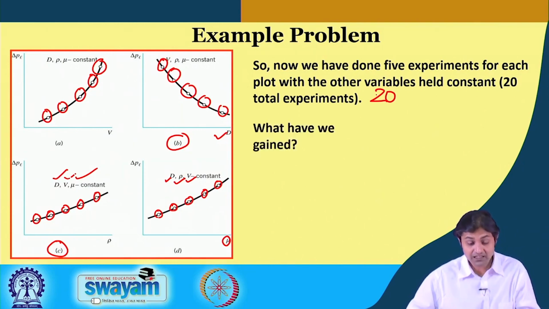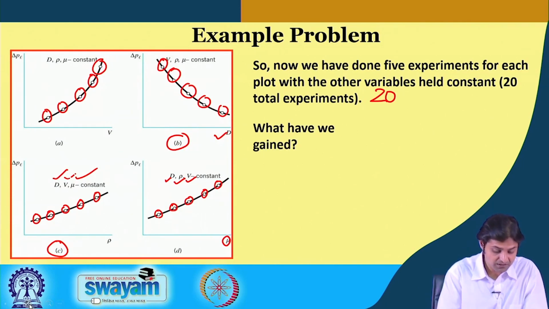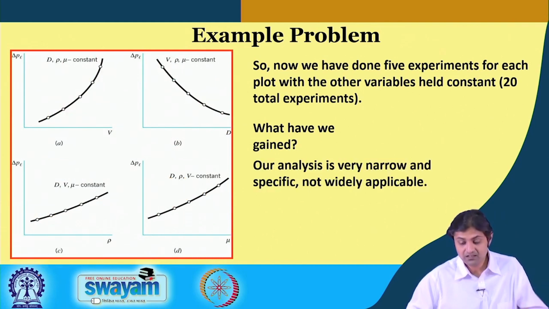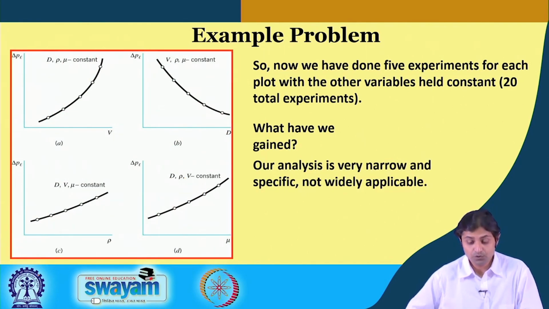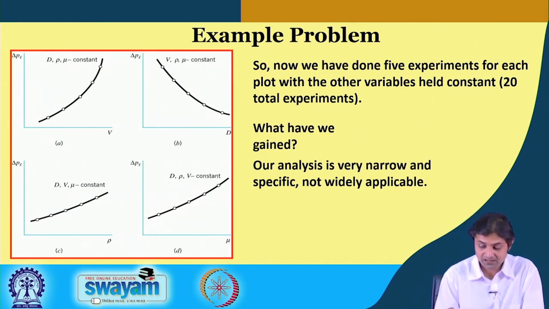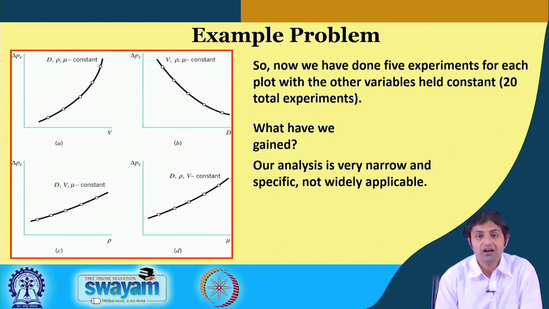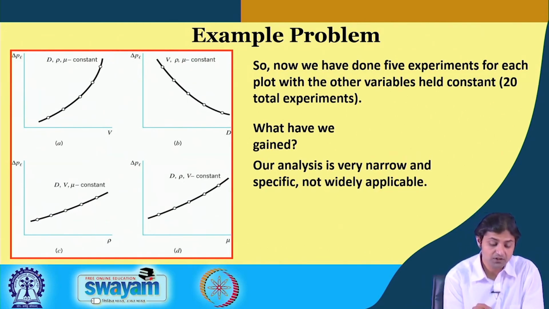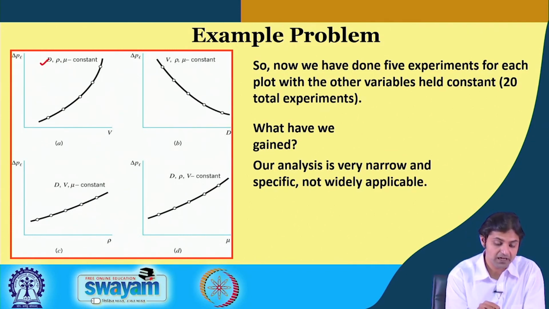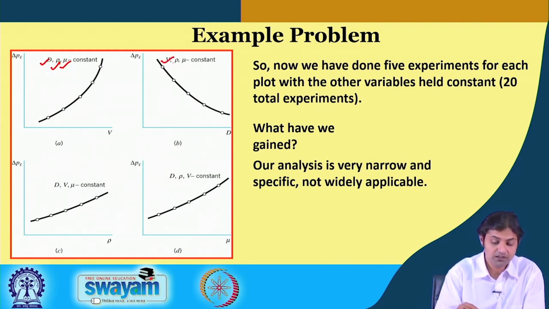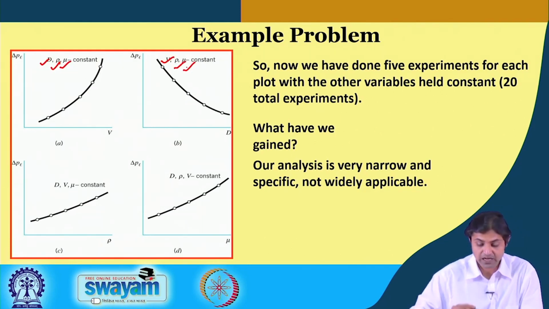So, what have we gained from these experiments? What have we gained? We know that our analysis is very narrow and specific, and it is not widely applicable because we have only 20 experiments, and for a particular pipe diameter, rho and mu. In the other we have a particular v, rho and mu, and so on.